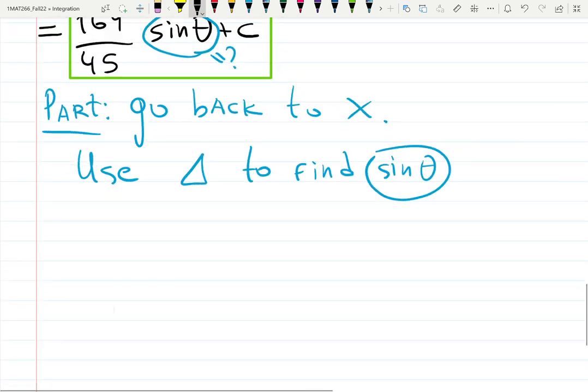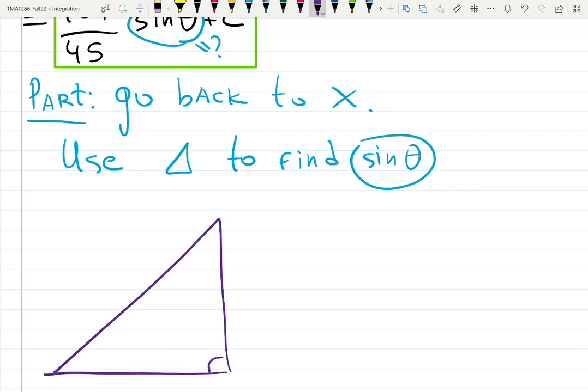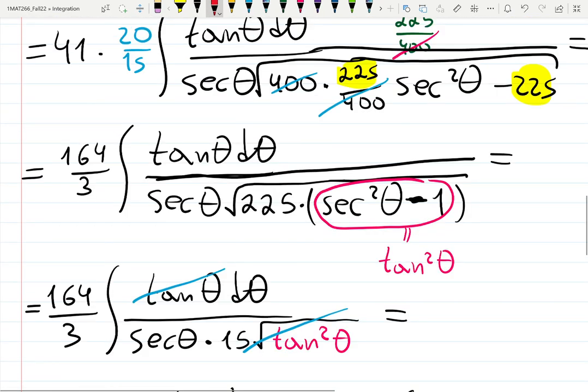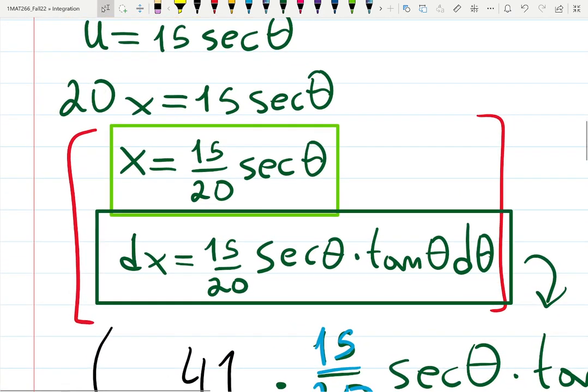Let's start building it, like so. Some trigonometry review. So we will use the original formula. The original substitution helps you to build a triangle. Here it is. The original substitution was x equals 15 over 20 secant. And from here we can find what secant is. This is basically the most important part. This substitution we used is not a u substitution, it's actually a theta substitution.